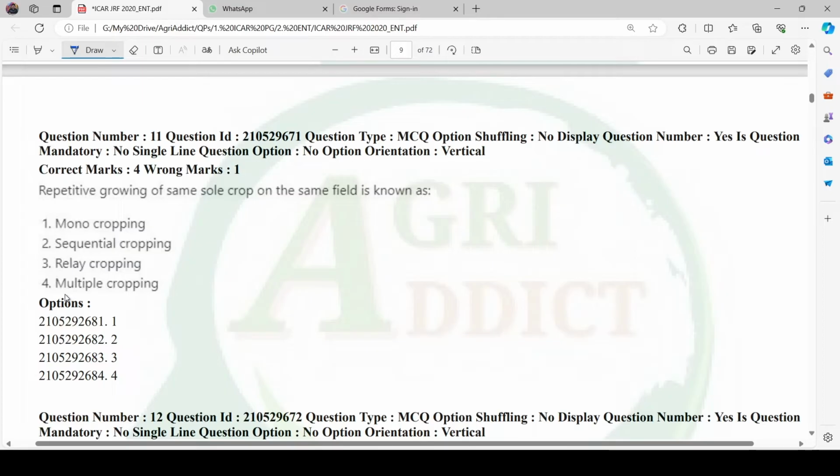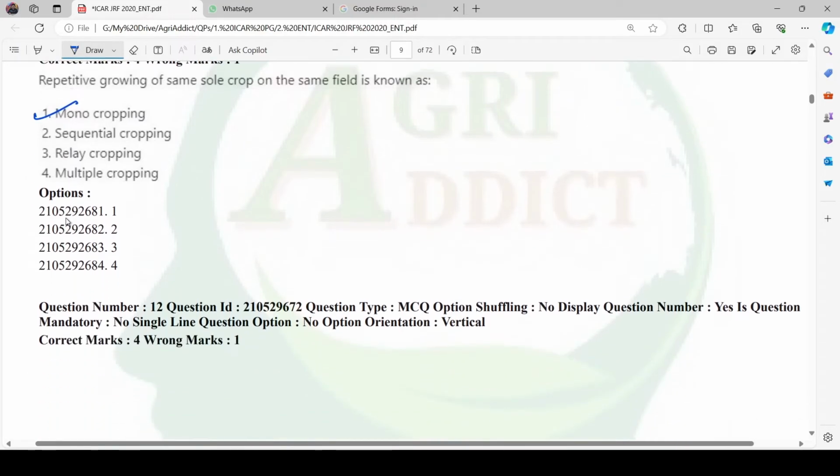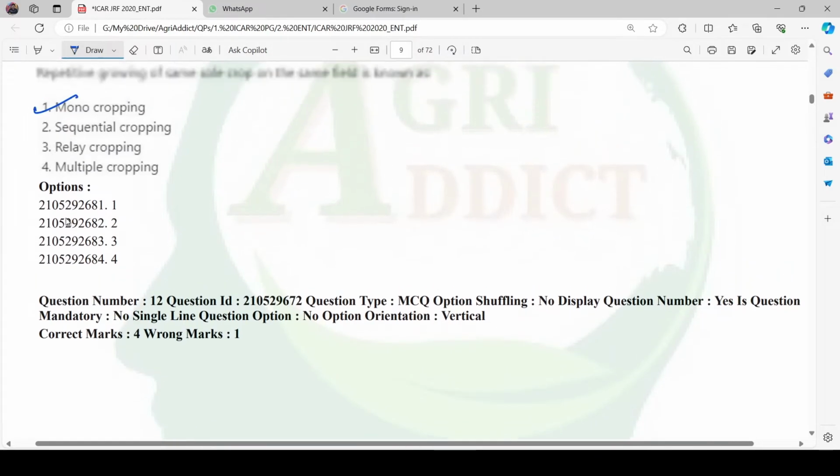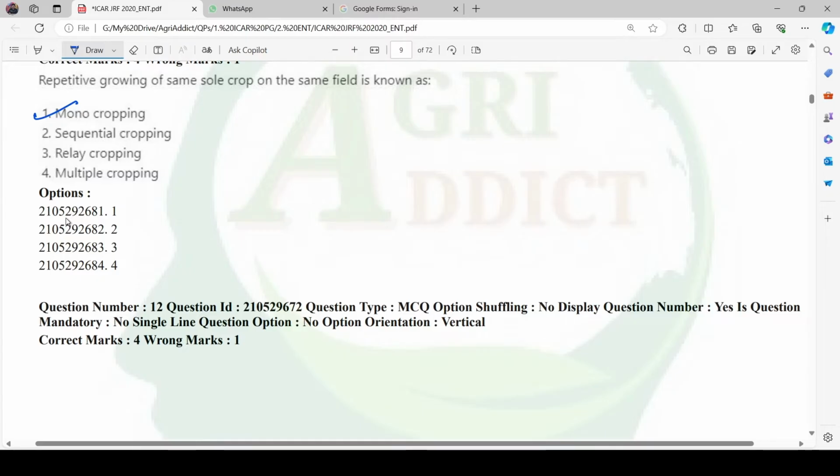Next question is, repetitive growing of the same sole crop on the same field, it is known as, a very simple question, monocropping, where you are just repeatedly growing the same crop in a particular field, like monocropping of rice, monocropping of wheat, etc. And this is not good for the health of the crop or for the health of the soil. So you should do intercropping or multiple cropping in a field.